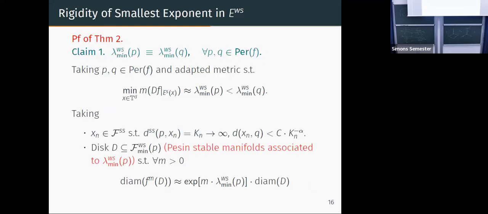Okay, and so right now I can prove Theorem two, separated into several steps. As I mentioned, the first thing is to show that the smallest exponent at every periodic point is the same. I will show it by contradiction. And first, I can pick some point P, which is almost the smallest one.